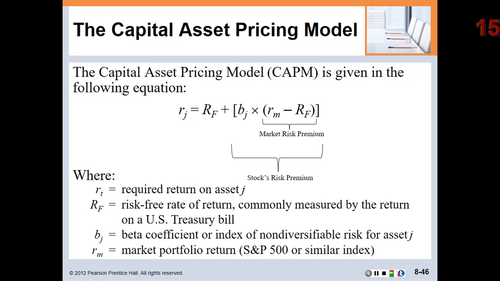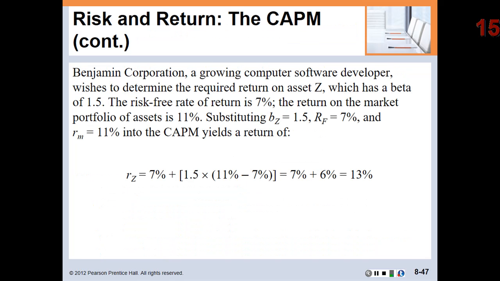So let me show you how we would plug these numbers in. Okay, here's an example. We've got a corporation here, a growing software developer. They wish to determine the required return on asset Z, whatever that might be. It has a beta of 1.5. The risk-free rate of return is 7%, and the return on the market portfolio of assets is 11%. Calculate the required return. So we've got what we need here. We need three variables. We need the beta, we need the risk-free rate, and we need the return of the market. And we have all of those. So we can start plugging this information in.